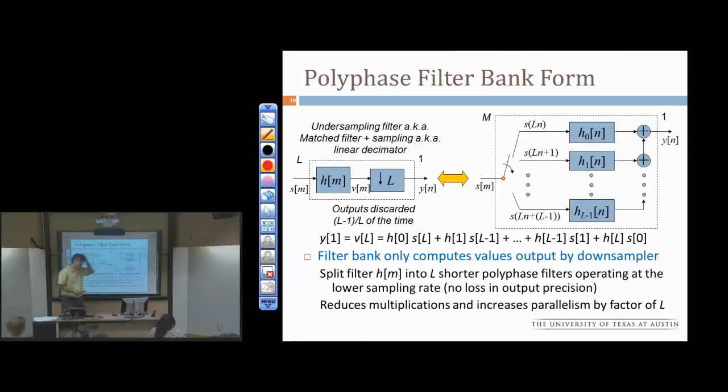And it has a polyphase form. Looking at this, it makes some sense why there's a polyphase form. I have an FIR filter, but I only keep 1 out of every L outputs. I discard the outputs (L minus 1) over L of the time. So why calculate what I'm not going to keep? Why am I bothering?